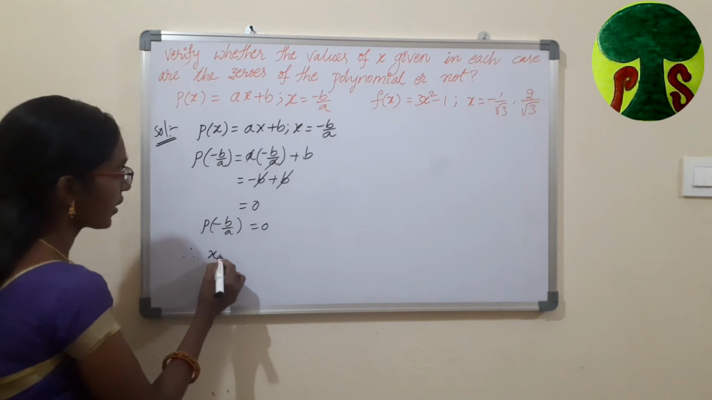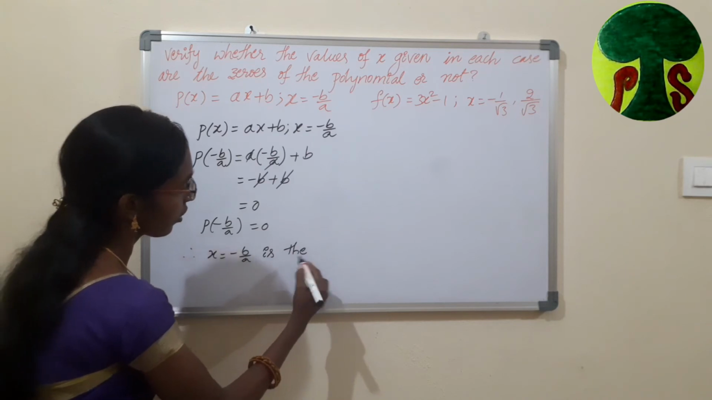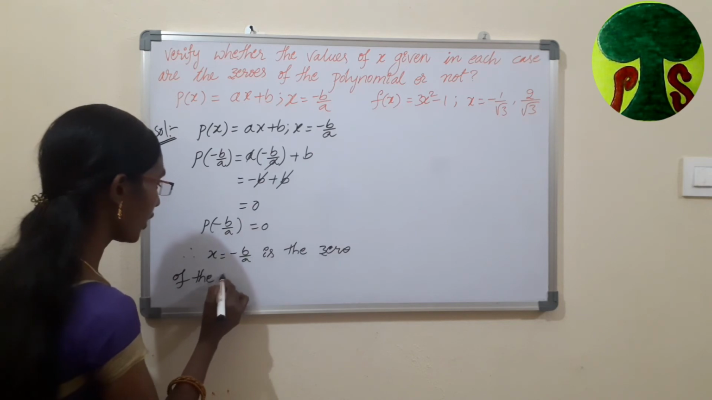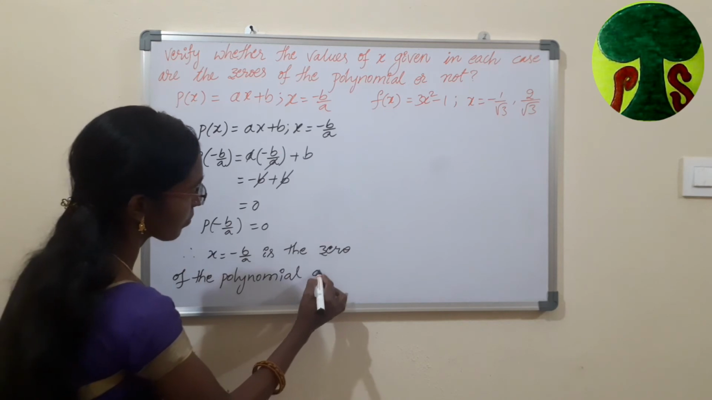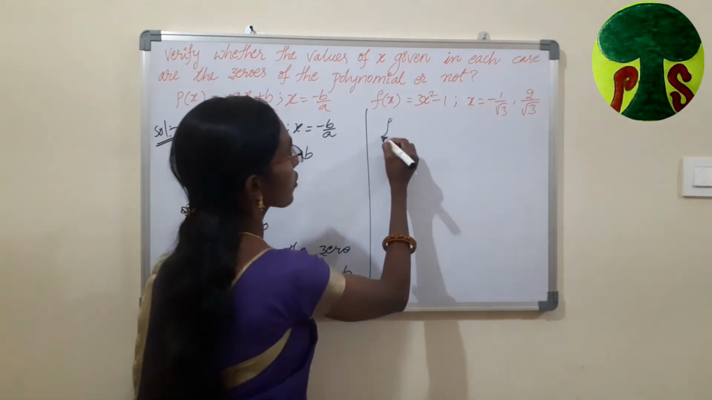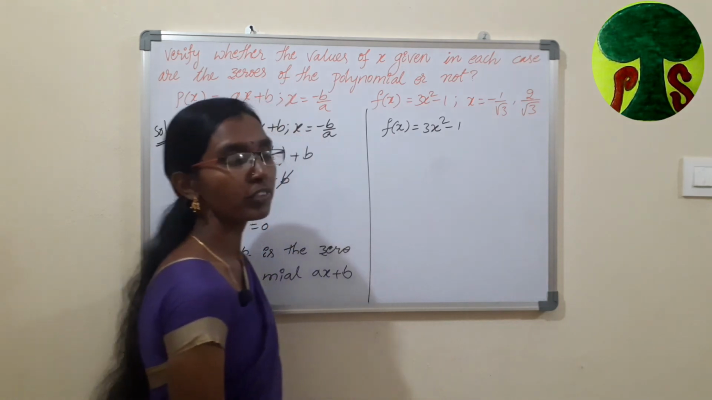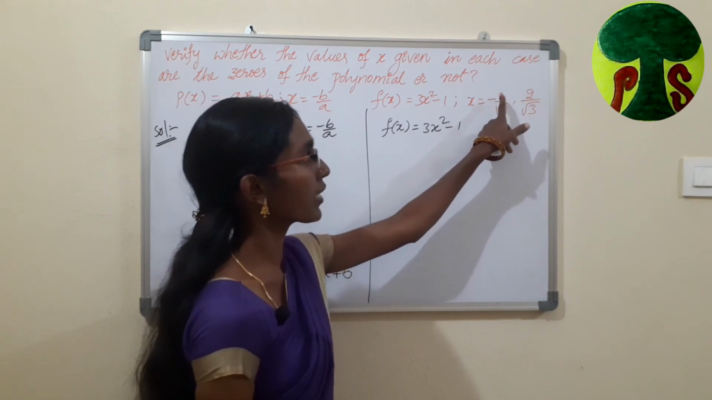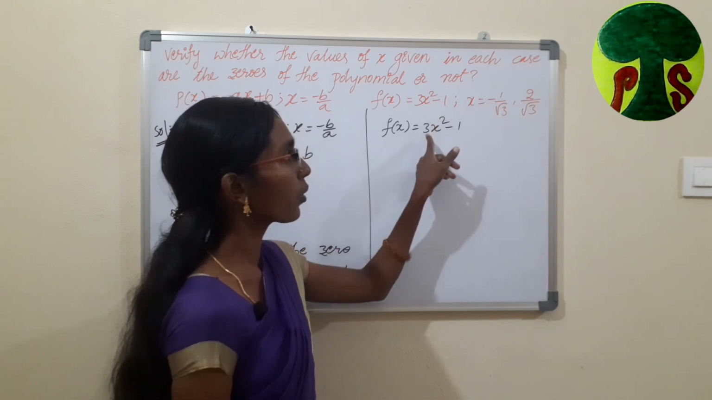Therefore, x equals minus b by a is the zero of the polynomial ax plus b. Let us solve another problem, that is f of x equals 3x square minus 1. We have to check whether x equals minus 1 by root 3 and 2 by root 3 are zeros of the polynomial or not.